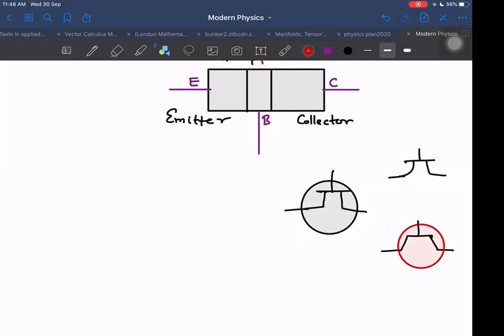Now, we know which is base. I think everybody can tell quickly. This one will be base. In symbol, we can tell this is base. But we cannot tell which is emitter, which is collector. Can we tell which is emitter, which is collector? No. So there's a way to tell, and that we follow.